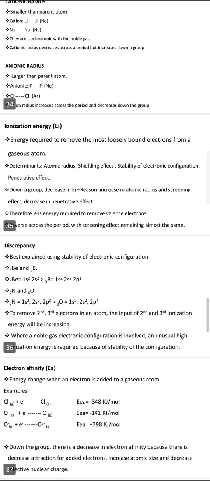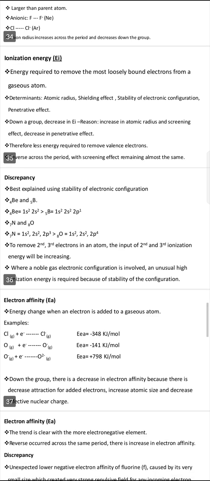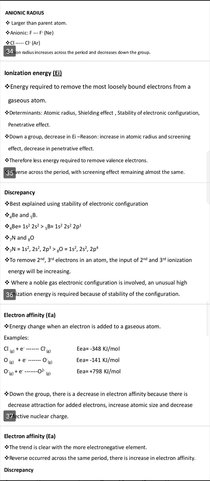But anions are very large because anions gain more electrons, making the protons less. So the nucleus will not have effective nuclear charge to pull electrons to itself. That's it.